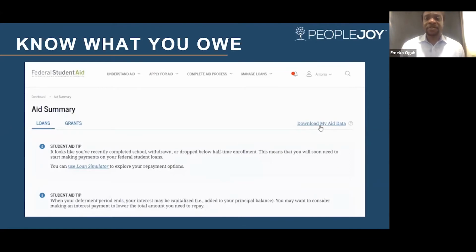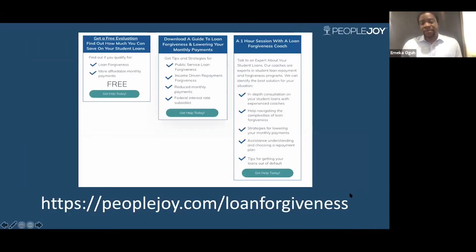Depending on your browser, some browsers have issues with the studentaid.gov website. So our recommendation is if you have Chrome, use Chrome, because that seems to work the best with downloading this information. If you don't have Chrome, we would just suggest downloading it. It's a free browser. Once you have that information, what you can then do is go to peoplejoy.com/loan forgiveness. Just click on Get Help Today free.